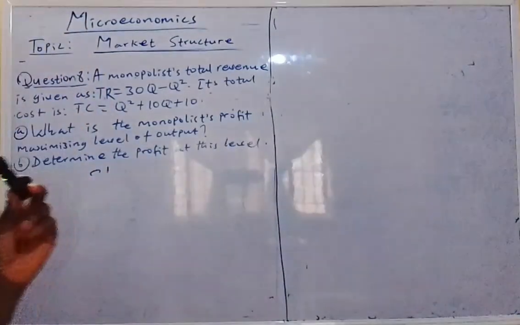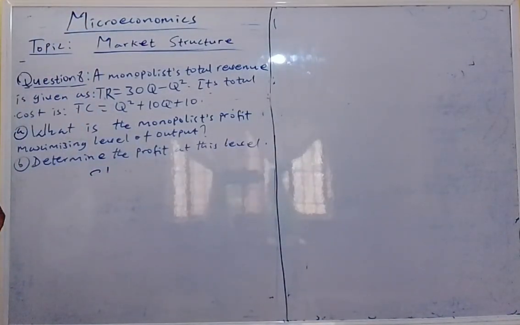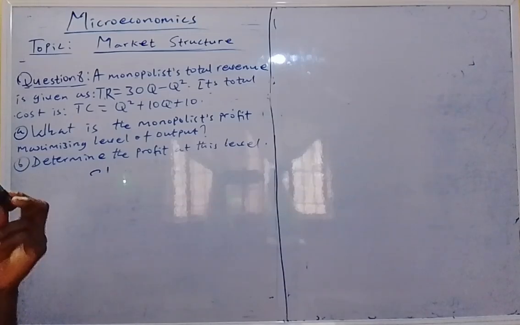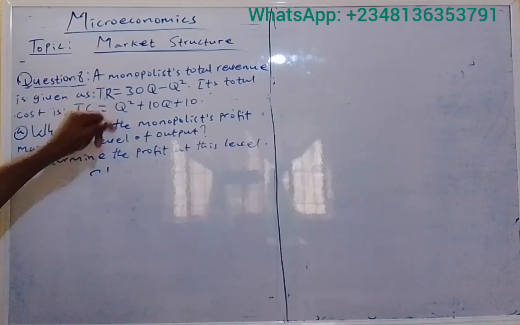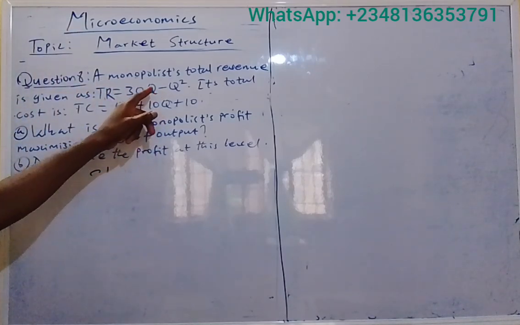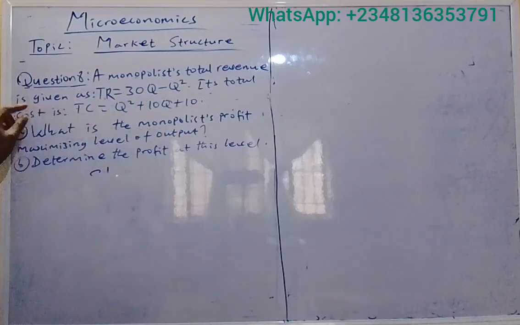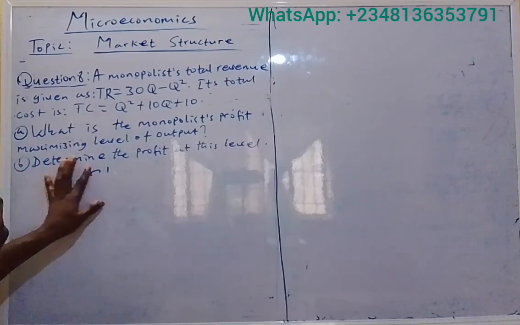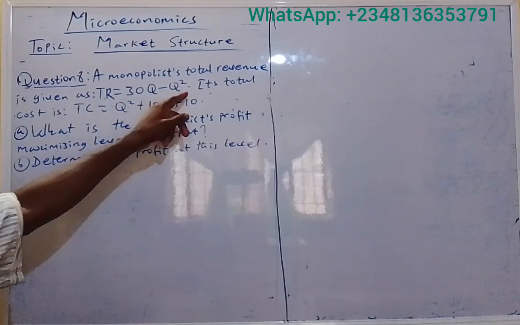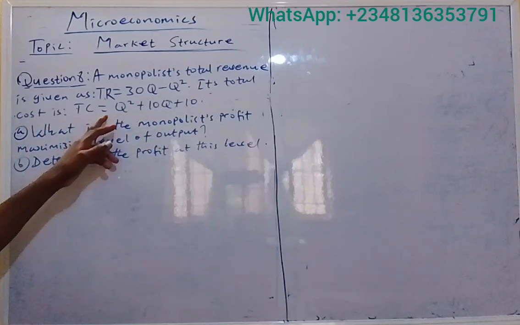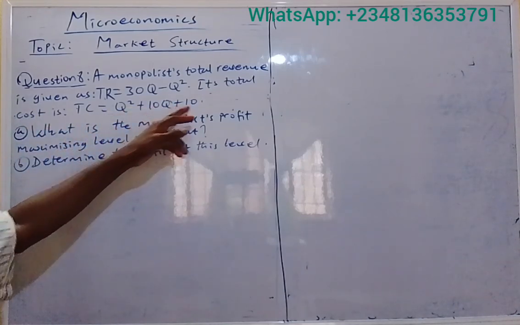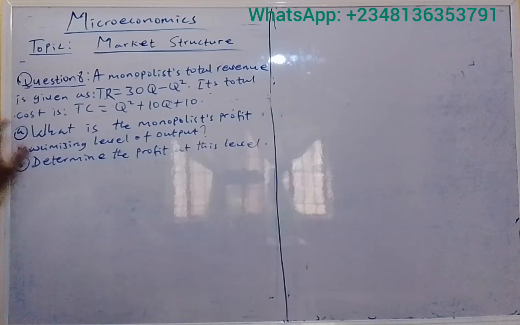Welcome to microeconomics class. In this class, we'll be solving this question on market structure, particularly on monopoly. The question goes thus: a monopolist's total revenue is given as TR equals 30Q minus Q squared. Its total cost is TC equals Q squared plus 10Q plus 10. So we are asked to answer these questions.